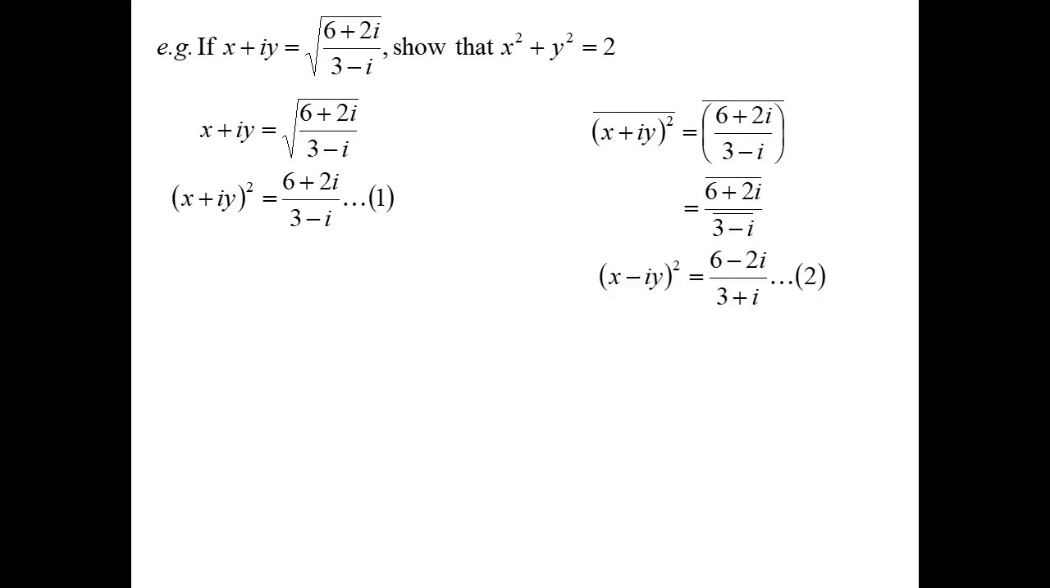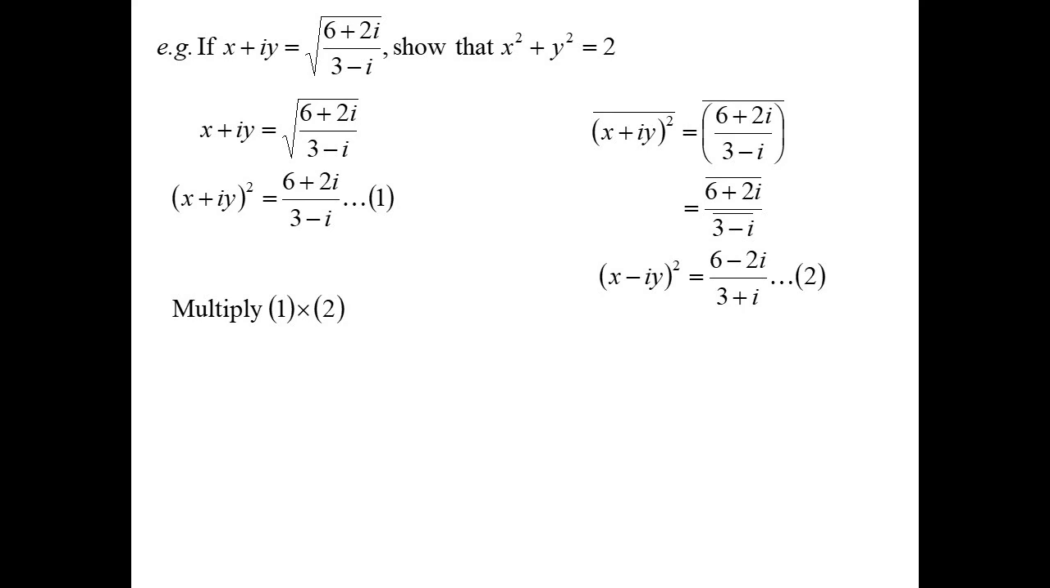So if I was to square both sides, then I'd get (x plus iy) squared is (6 plus 2i) on (3 minus i). But I can play with the conjugates now. The conjugate of both sides must be equal. Well, the conjugate of the division, we said, was we could do it in any order. So I could rewrite that as conjugate of (6 plus 2i) on conjugate of (3 minus i). All right, now I've got these two expressions.